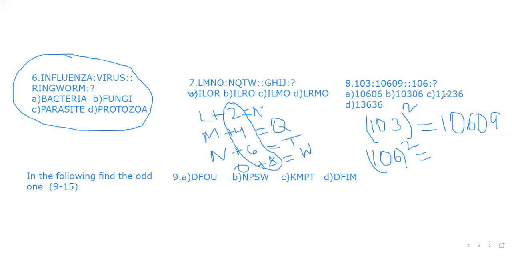106 square is 11236. This is the right option. So here square of this is this. So square of this will be here.